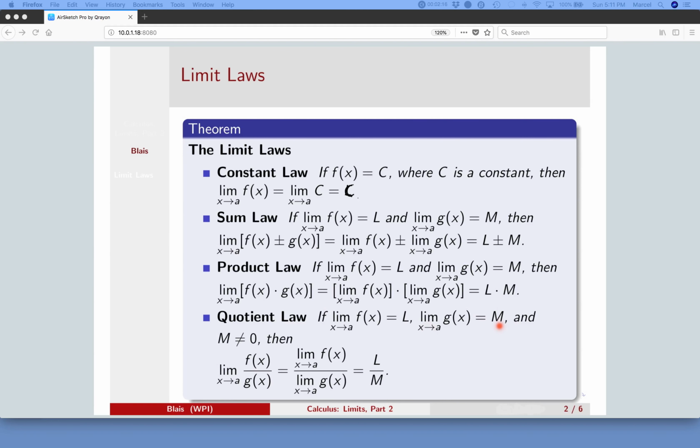Same kind of rule for a quotient law. The only key is we have to disallow division by 0. So if the limit of g of x is non-zero, then the limit of the quotient is the quotient of the limits.